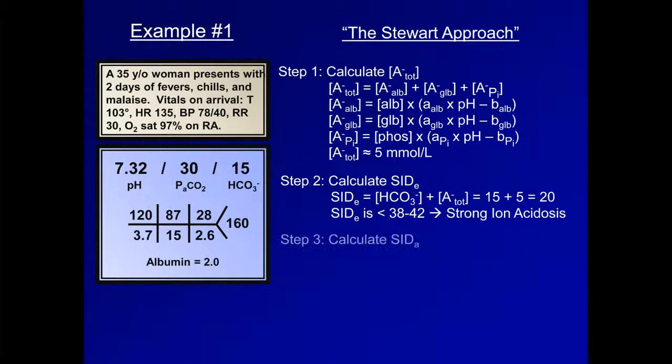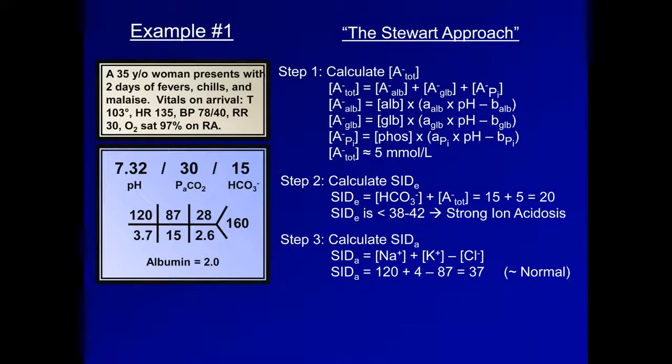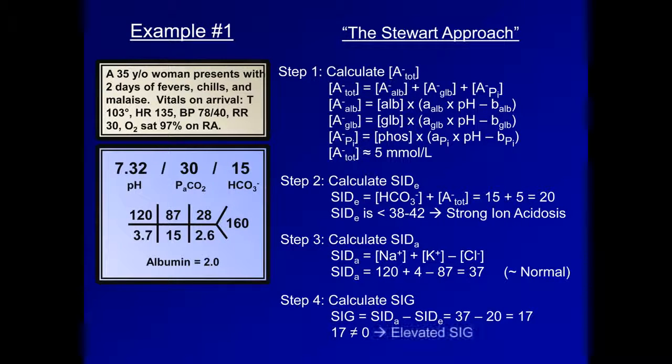Step 3, calculate apparent SID, which, depending upon one's preferred calculation, is approximately sodium plus potassium minus chloride. 120 minus 4 plus 87 is 37, which is nearly normal, as SID-A should also be about 38 to 42. Finally, for step 4, calculate the strong ion gap, which is SID-A minus SID-E, which is 17. As SIG should be 0, this patient has an elevated strong ion gap. So we would diagnose this as an elevated strong ion gap acidosis.